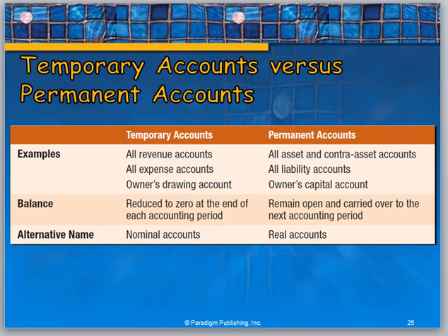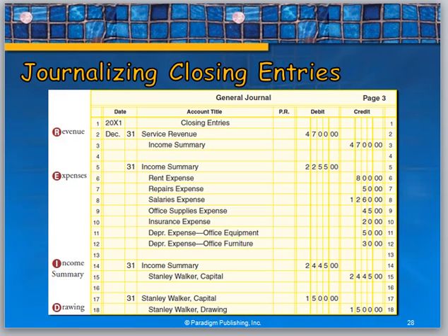So here you see a little table that's in your book, temporary accounts versus permanent accounts. And it tells you that temporary accounts, here again, are revenues, expense, and owner's drawing. Permanent accounts are asset, contra asset, liability, and owner's capital accounts. Temporary accounts are reduced to a zero balance at the end of the accounting period. Permanent accounts remain open and carry into the next accounting period. So this diagram is in your book on page 182.